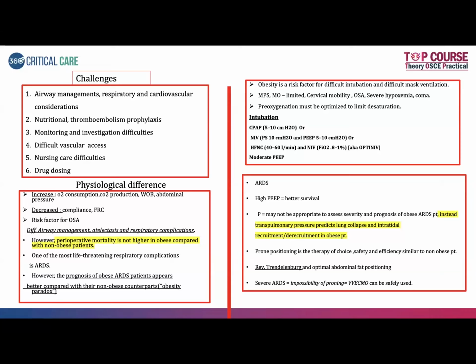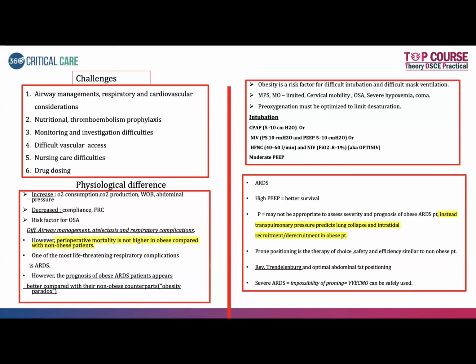So the challenges we can face when managing obese patients: airway related, respiratory and cardiovascular considerations, nutritional, thromboembolism prophylaxis, monitoring and investigation difficulties, difficult vascular access, nursing difficulties in terms of skin management and bed sores, and drug dosing in terms of lipophilic as well as hydrophilic drugs.